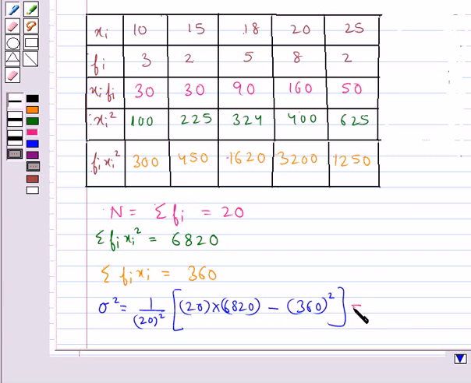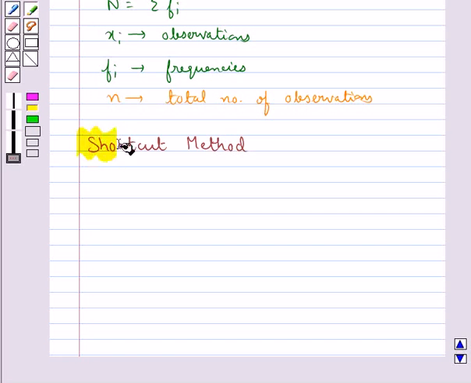This comes out to be equal to 17. Then standard deviation sigma is equal to square root 17, which is equal to 4.123. This is the standard deviation. Next we discuss the shortcut method to find the variance and standard deviation.